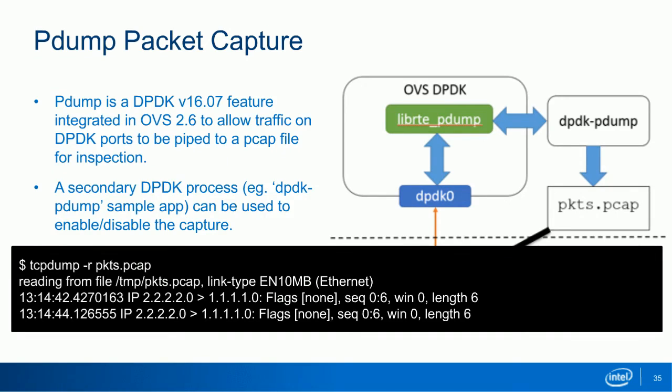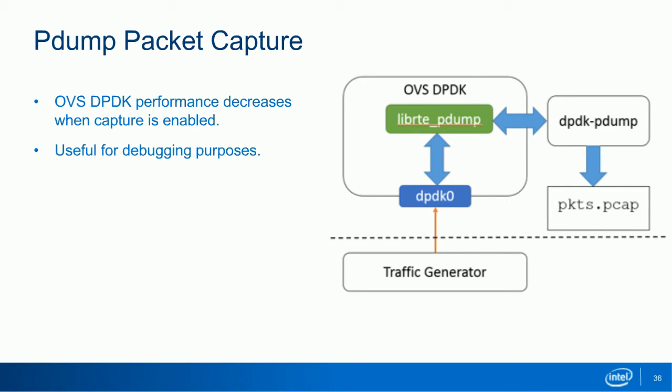One thing to note here is that there is a performance decrease when you use OVS with DPDK with the packet dumping monitor application, so this feature is more for debugging purposes than anything else. And again, this is another feature that has an article on the Intel Developer Zone as part of our collateral.